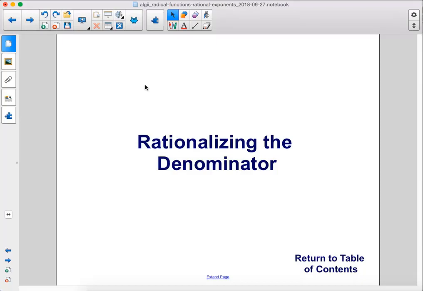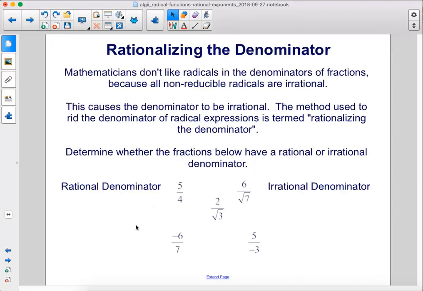Rationalizing the denominator. Mathematicians don't like radicals in the denominators of fractions because all non-reducible radicals are irrational. This causes the denominator to be irrational. The method used to rid the denominator of radical expressions is termed rationalizing the denominator.